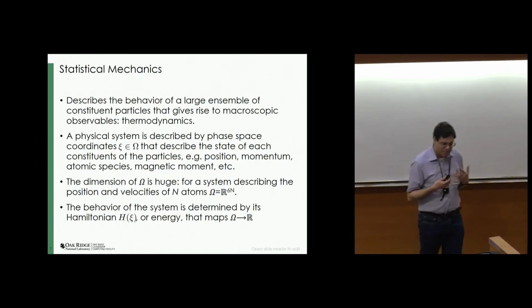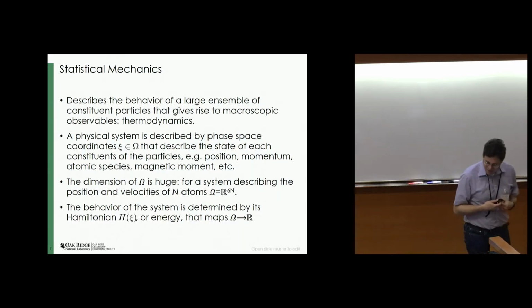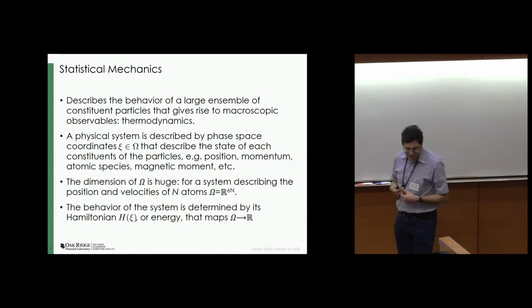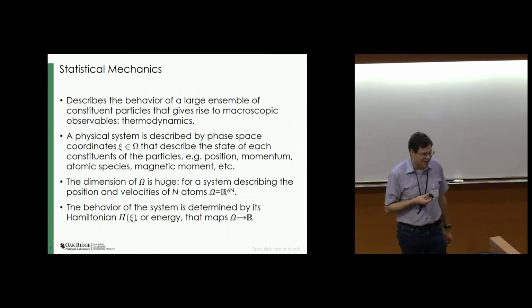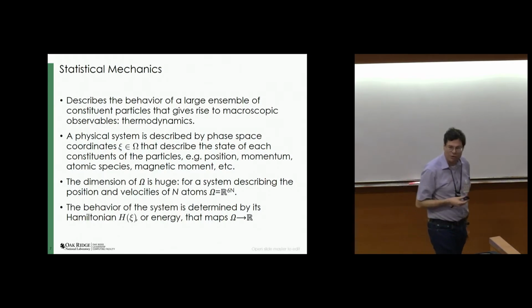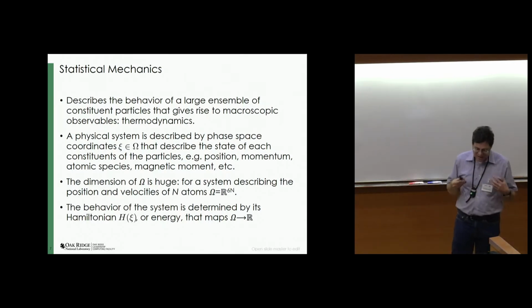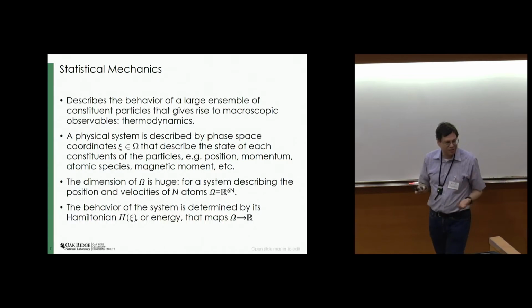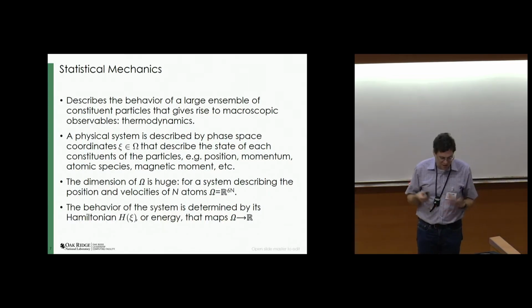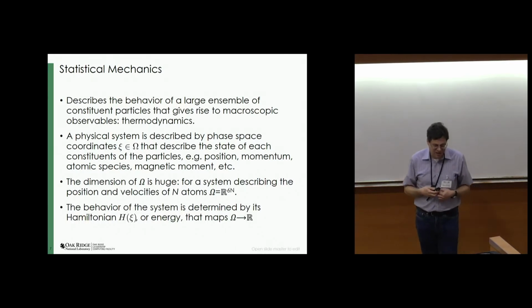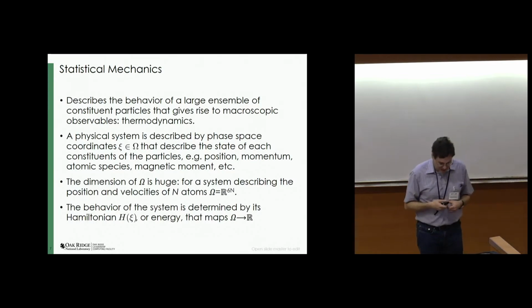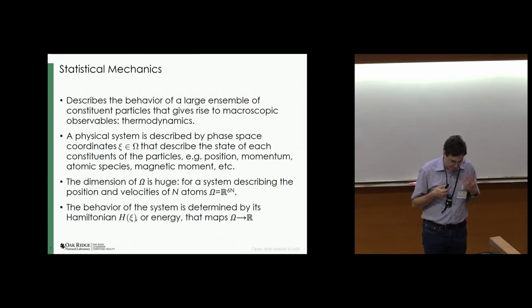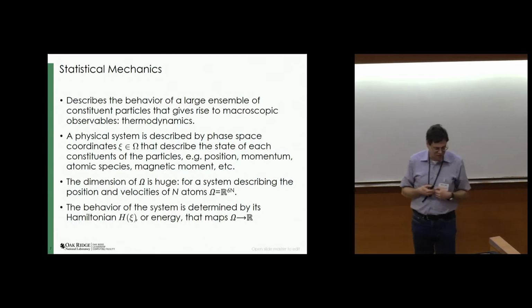But the dimension of this phase space is really large. As I said, there are 10 to the 23 or so atoms just in a small piece of material, and position and velocity, for example, are 6 coordinates, you have a phase space that is 6N-dimensional. So how do we extract information from it?